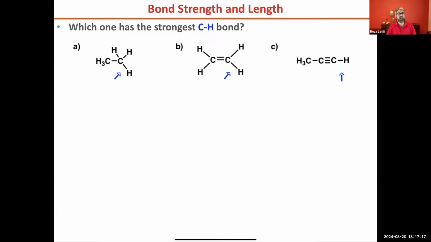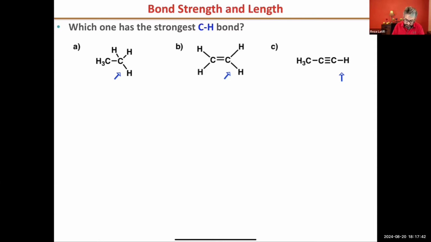Now it says which one of these has the longest CH bond. If I give you such a question, just simply try to figure out the hybridization of the carbon and see which carbon the hydrogen is attached to, and based on hybridization, judge them and find the correct answer for it.